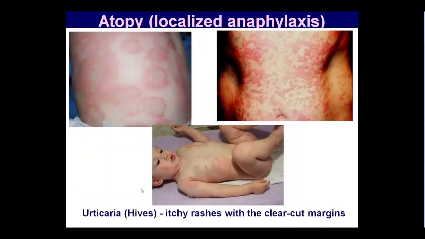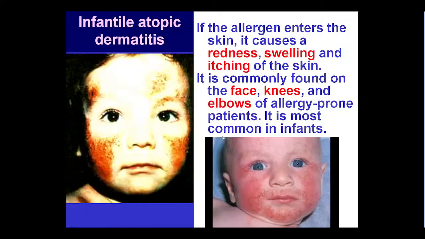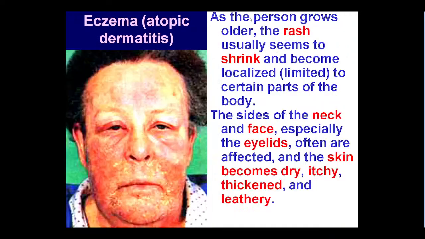Now here you see three photographs demonstrating itchy foci of inflammation with clear margins. This is hives, or urticaria. One of the very common clinical forms of the skin atopic reaction is the infantile atopic dermatitis. Usually inflamed skin is present on the face, most of all the knees and elbows. As the person grows older, the rash usually seems to shrink and become limited to certain parts of the body.